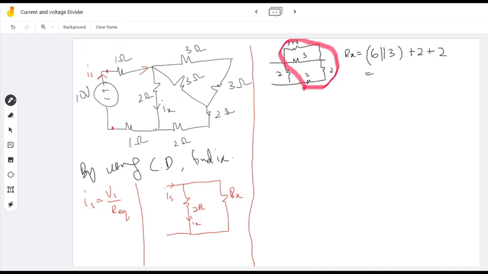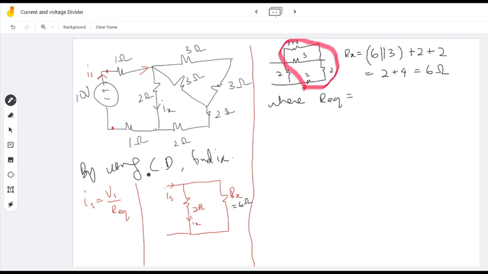Okay, you plug into your calculator and you will get that 2 plus 4 gives you 6 ohm. So your Rx here is 6 ohm. But now you need to get R equivalent, isn't it? In order for you to get Is. So what is R equivalent?